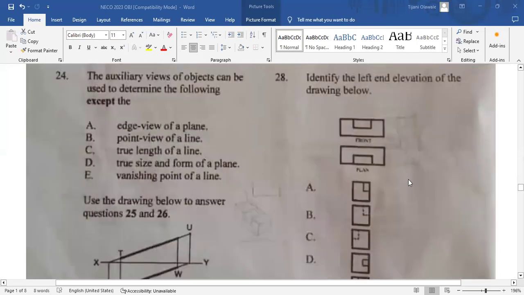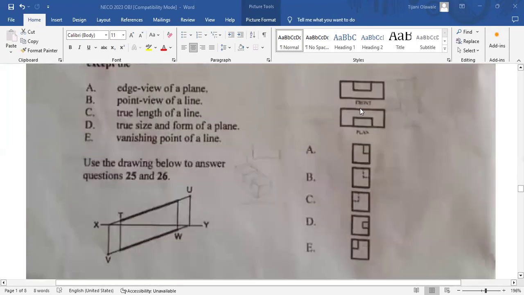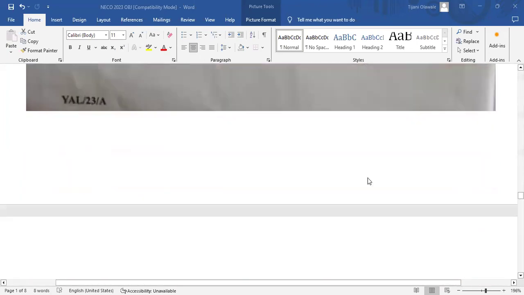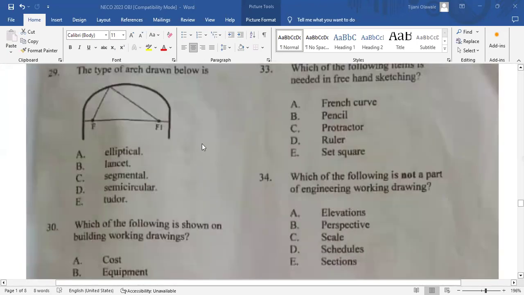Then question 28 says to identify the left hand elevation of the drawing below. So the left hand elevation of the drawing below is option B here. Then question 29. The type of arc drawn below is an elliptical arc. That is option A, elliptical arc.